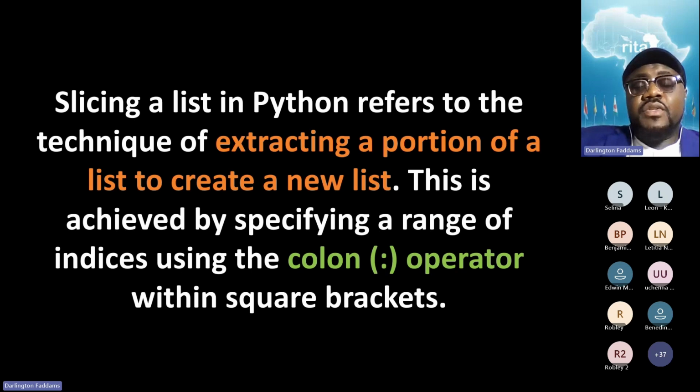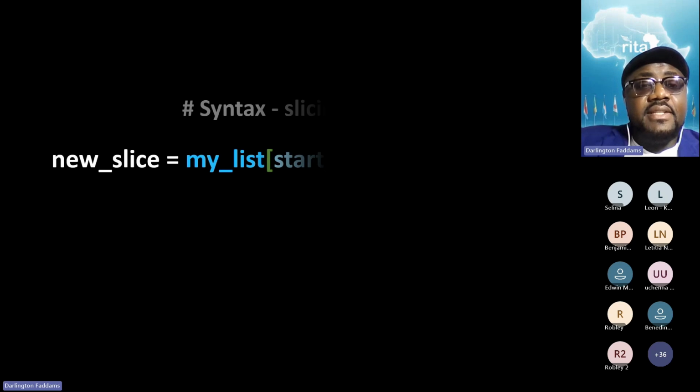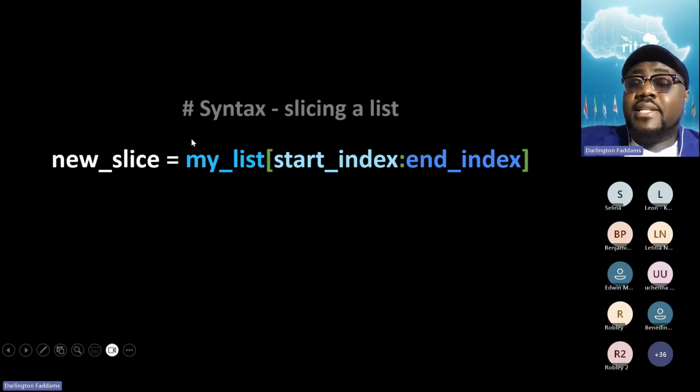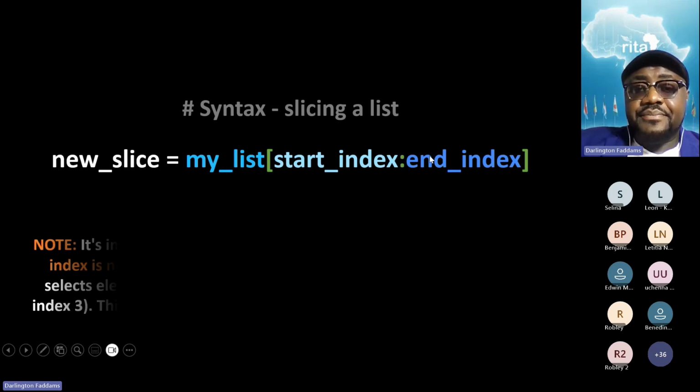Now, a list also uses the concept of slicing, which we have looked at. Slicing a list refers to the technique of extracting a portion of a list to create a new list. Just like with strings, we were able to create substrings. With lists, we are able to create a new list out of the main list using slicing. And it works with the same concept. You begin with a start index, and then you introduce your colon and then the end index. So we have a list called my list, and you can create a new slice and extract from the my list using the index numbers.